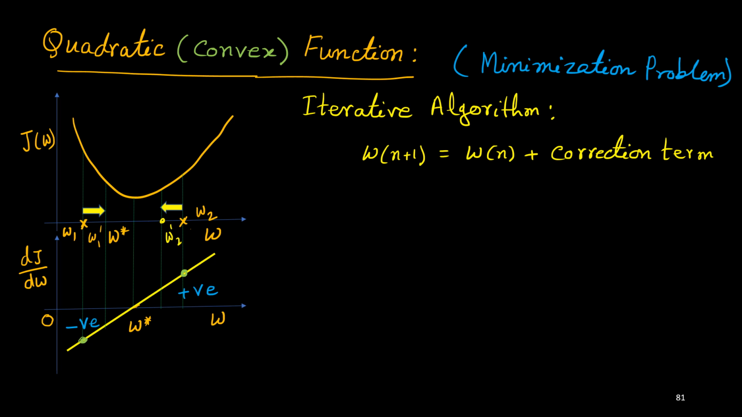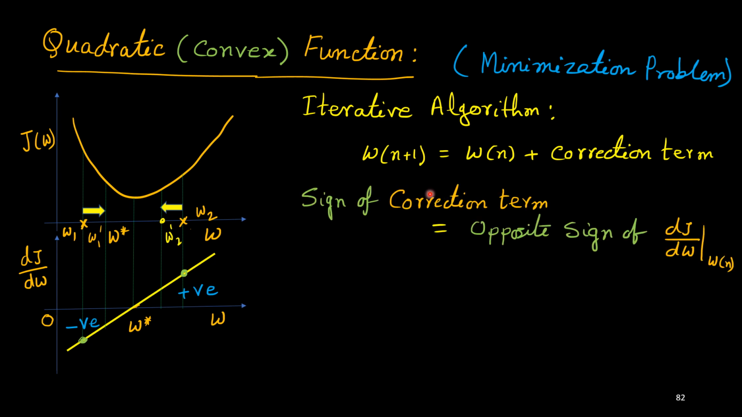So in an iterative algorithm, if we consider this kind of algorithm, Wn plus 1 should be Wn plus some correction term. Then in the correction term, the sign should be the opposite sign of the derivative at Wn, right, at that point? Now, what should be the magnitude of this correction term?